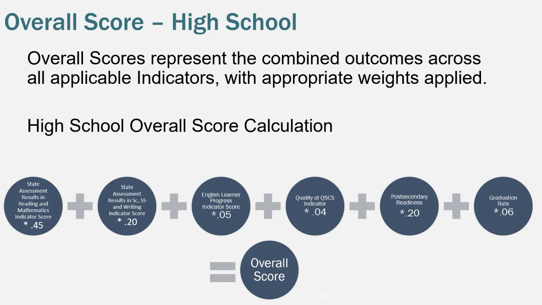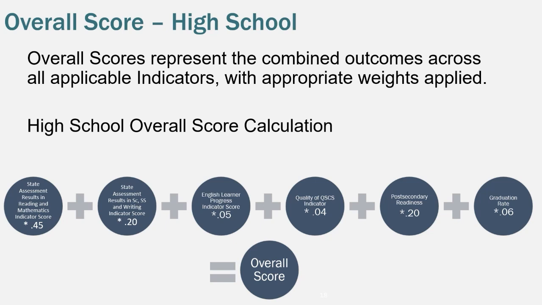Following this, we have the quality of school climate and safety indicator, also known as the QSCS indicator, which holds a 4% weight. Then post-secondary readiness makes up 20%. And lastly, the graduation rate is given a weight of 6%. When we factor in all these individual weighted scores, the sum gives us our overall score.